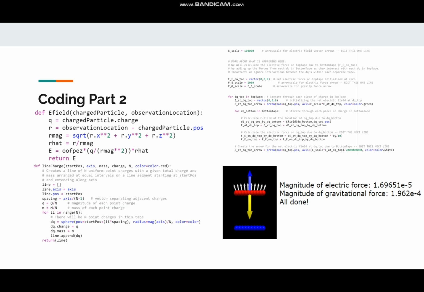Now for the second coding experiment, I won't dive too deep into the coding, but I used these formulas and calculations to get the image you see of the red dots and blue dots, those being the two pieces of tape. I calculated the electric force and the gravitational force using those fundamental principles, and I found that the electric force was 1.69651 times 10 to the negative 5 newtons, and that the gravitational force was 1.962 times 10 to the negative 4 newtons.